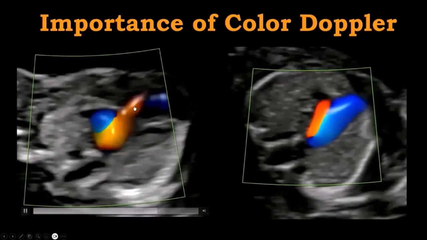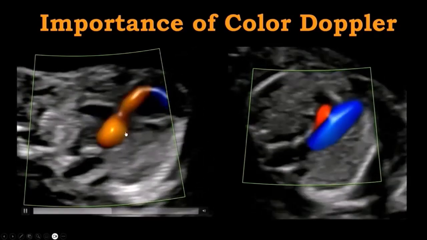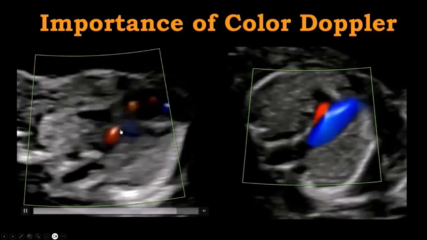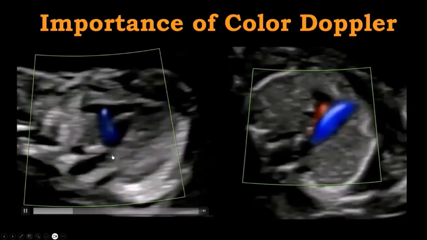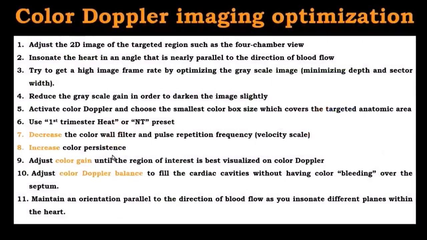And this is the example of the early diagnosis of the absent pulmonary valve, where we have the reverse flow through the ductus arteriosus and back to the right ventricle. So here are just a few rules about the color Doppler imaging optimization, and I would like to emphasize that the adjustment of the 2D image should be performed first before you try to apply color.